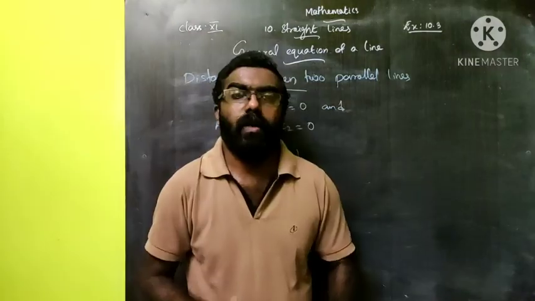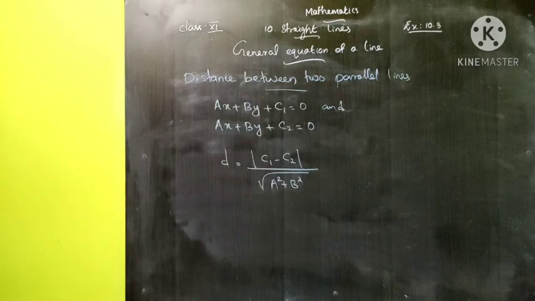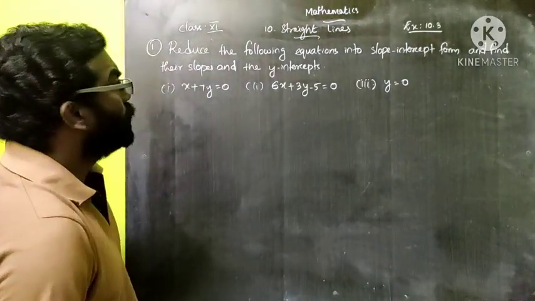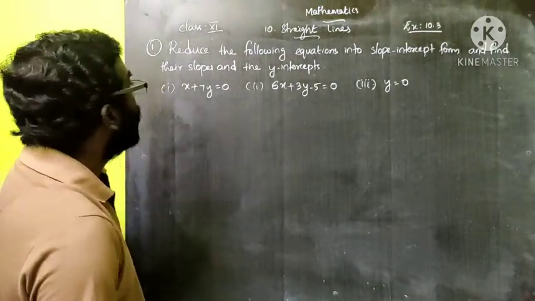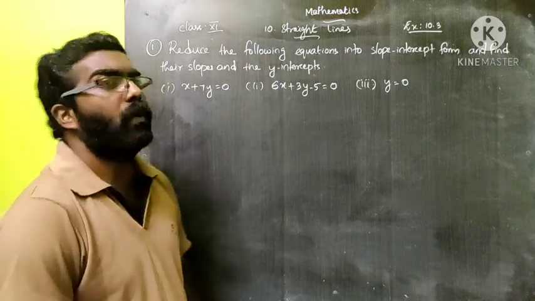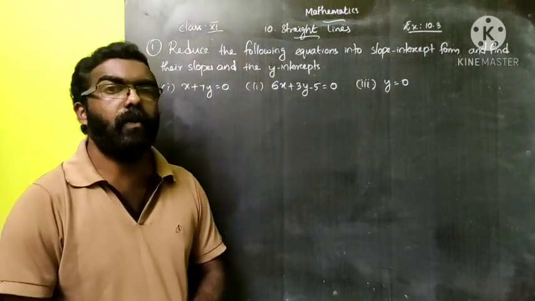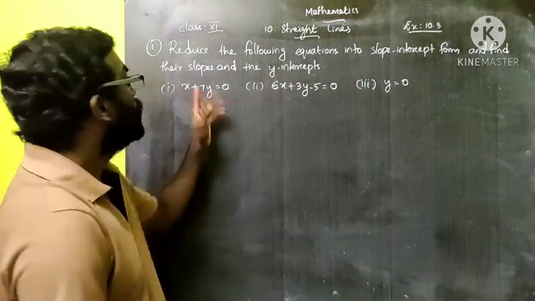Okay. Now we shall discuss the problems from exercise 10.3. Let's move on to the topic. Here the first question is, reduce the following equations into slope-intercept form and find their slopes and the y-intercept. We know the slope-intercept form is y is equal to mx plus c. Here we want to find y-intercept and slope.